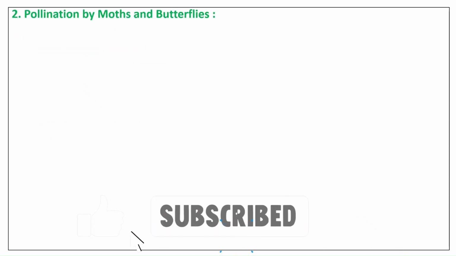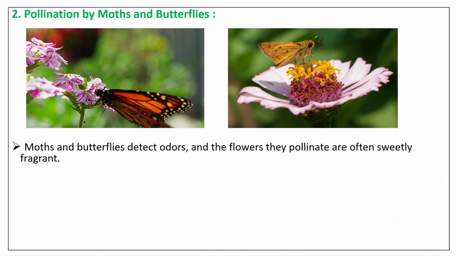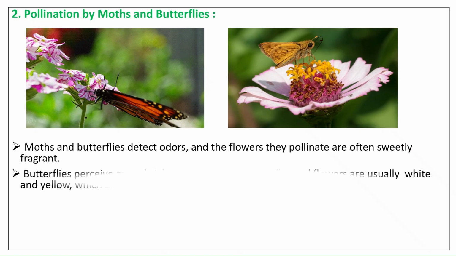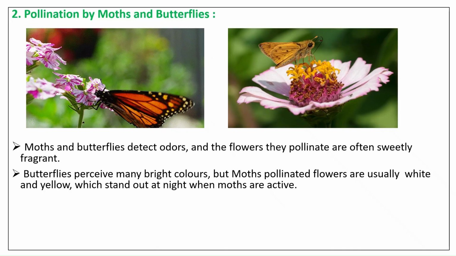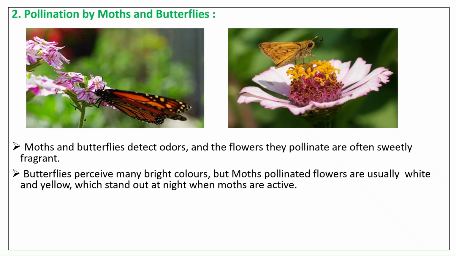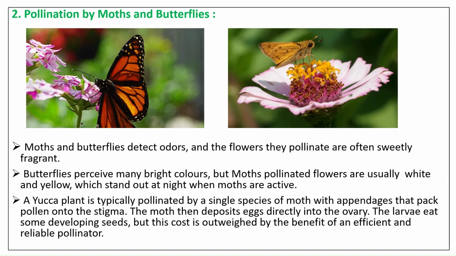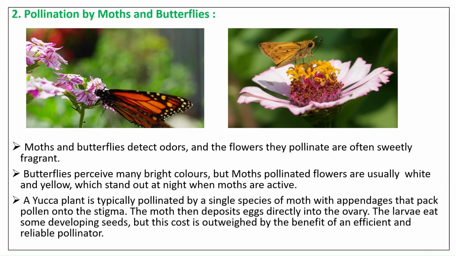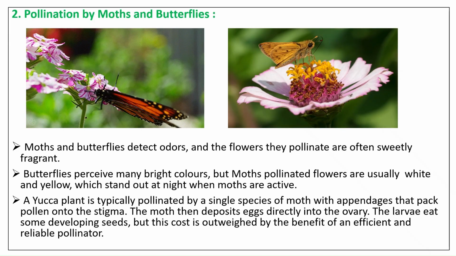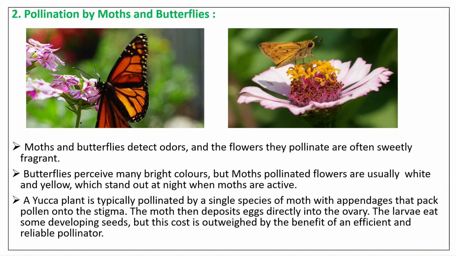2. Pollination by moths and butterflies. Moths and butterflies detect odors, and the flowers they pollinate are often sweetly fragrant. Butterflies perceive many bright colors, but moth-pollinated flowers are usually white and yellow, which stand out at night when moths are active. A yucca plant is typically pollinated by a single species of moth with appendages that pack pollen onto the stigma. The moth then deposits eggs directly into the ovary. The larvae eat some developing seeds, but this cost is outweighed by the benefit of an efficient and reliable pollinator.